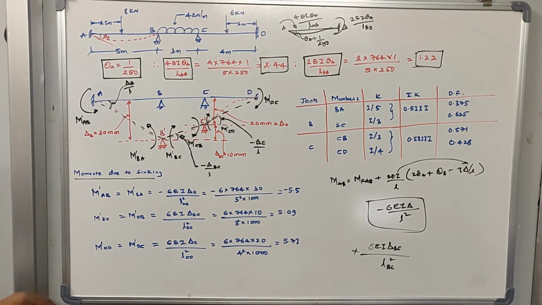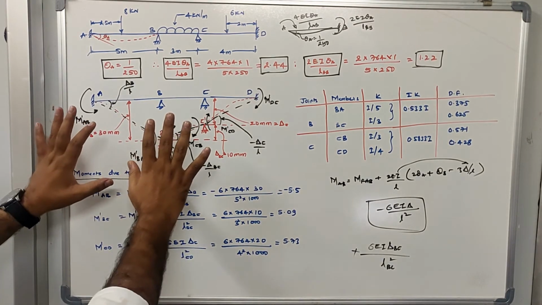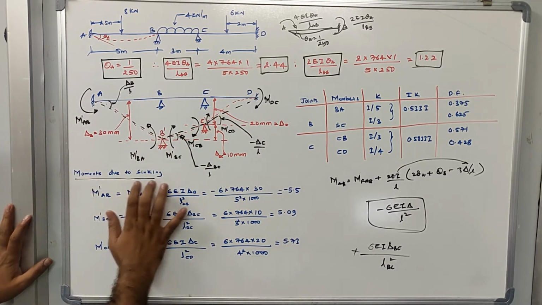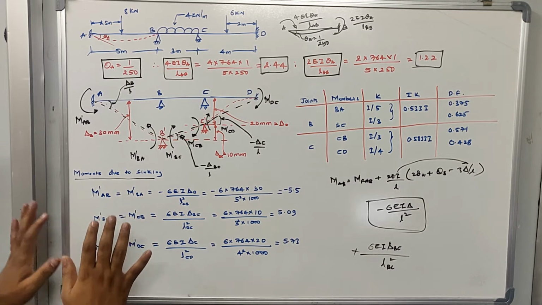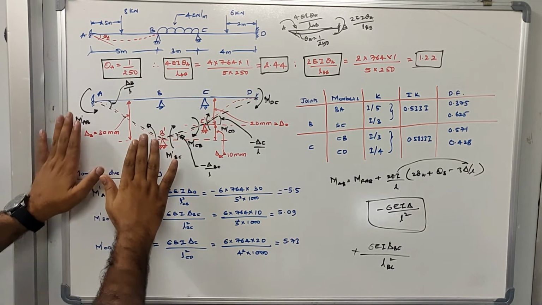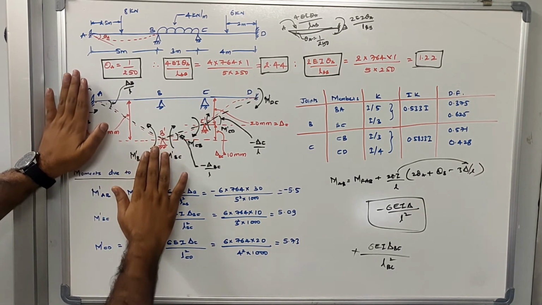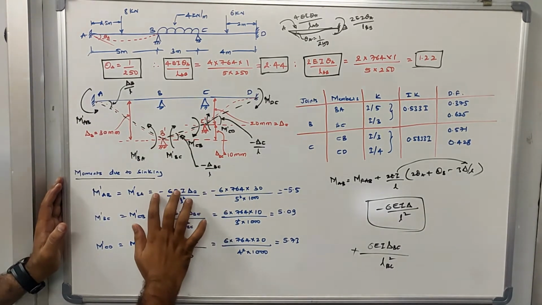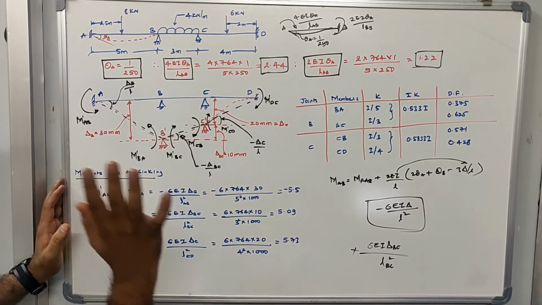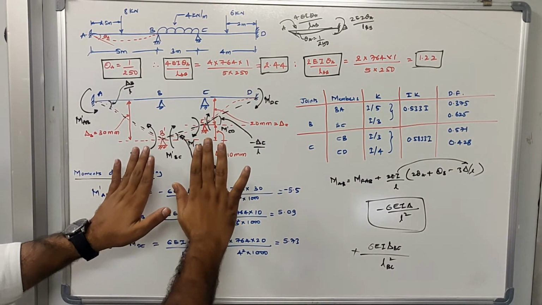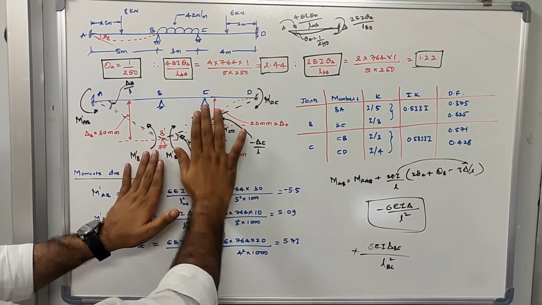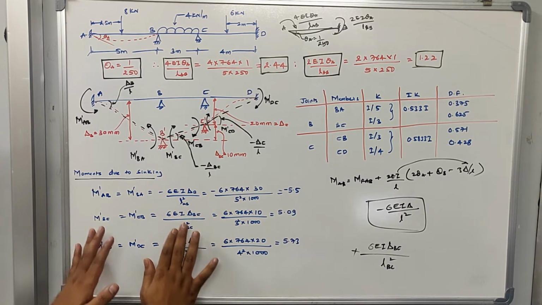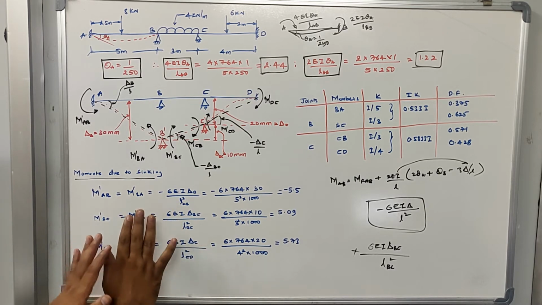Whenever you use the moment distribution method, you need to calculate these moments called moments due to sinking. These moments are calculated based on the near end and far end. If the near end is at higher elevation and the far end is at lower elevation, your equation for moment due to sinking will be minus 6 EI delta divided by L square. If the near end is at lower elevation and the far end at higher elevation, you need to take the equation as 6 EI delta divided by L square. You need to use it as positive, you should not take it as negative.